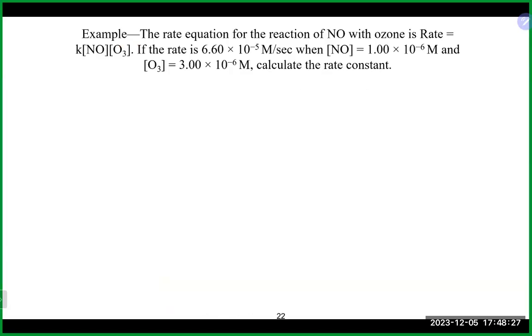All right, so let's take a look at this one. The rate equation for the reaction of NO with ozone is the rate is equal to k times NO and O3. If the rate is 6.6 times 10 to the minus 5 molar seconds, when we have those concentrations, what is the value of the rate constant? So I'll just take a moment there and come up with that.